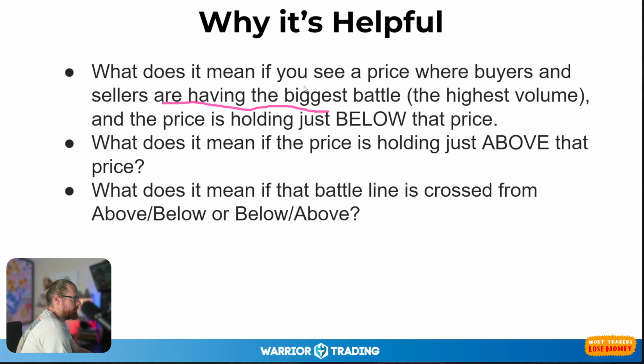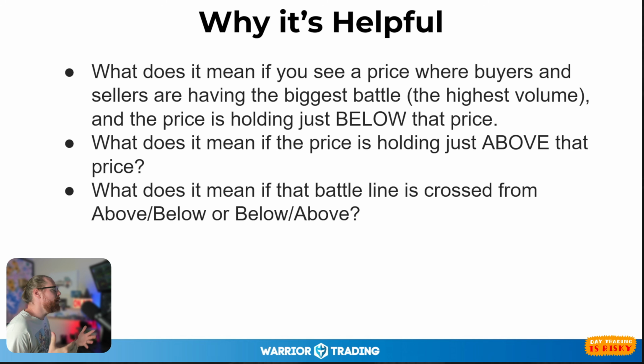So what does it mean if you see a price where buyers and sellers are having the biggest battle, the highest volume, and then we see that the price is holding just below that point of control price? That to me tells me that we have resistance at that level, and if we're below it, the bears are winning the battle. If we're holding above it, the bulls are winning the battle, right? So this tells me sentiment.